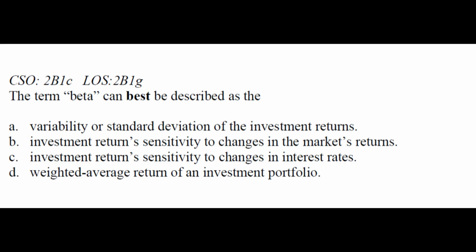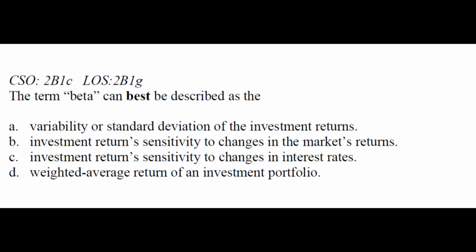Choice analysis. A. Variability or standard deviation of the investment returns. Incorrect. Standard deviation measures the total volatility of returns, including company-specific and market risk. It is not the definition of beta. B. Investment return sensitivity to changes in the market's returns. Correct. Beta measures how responsive an investment's return is to changes in the overall market return. It is the standard measure of systematic risk used in CAPM.